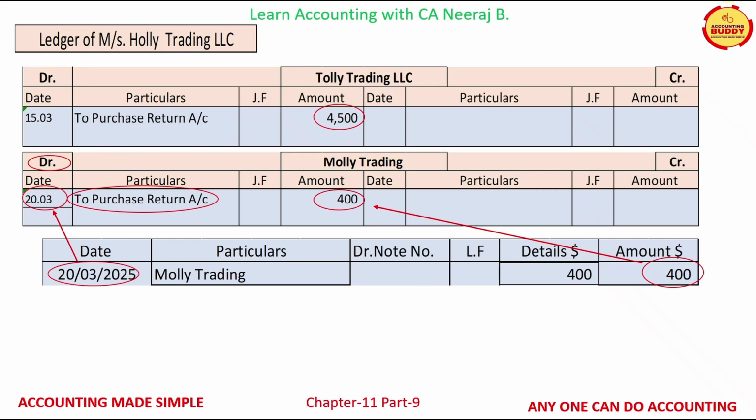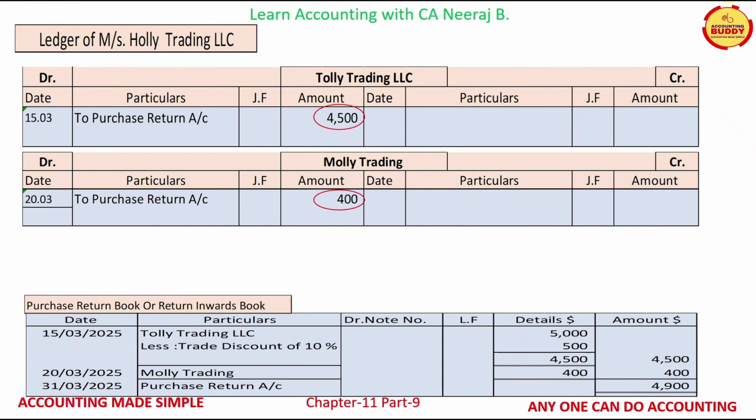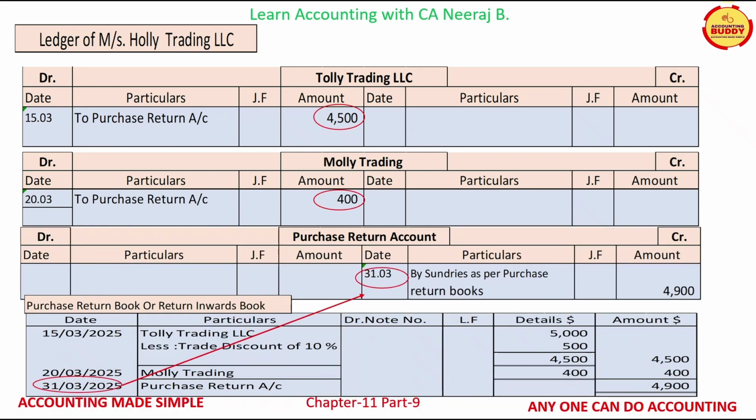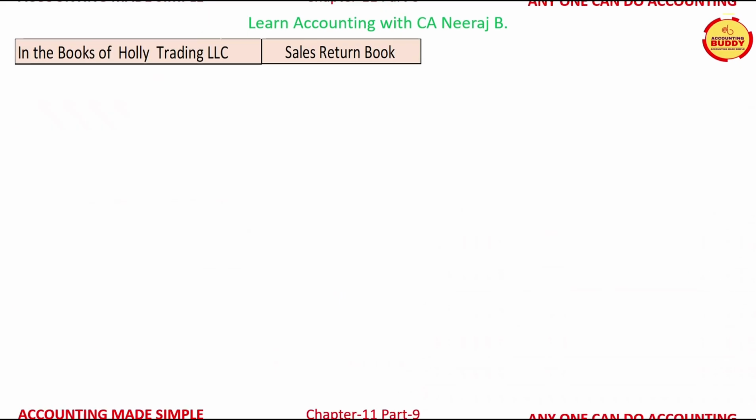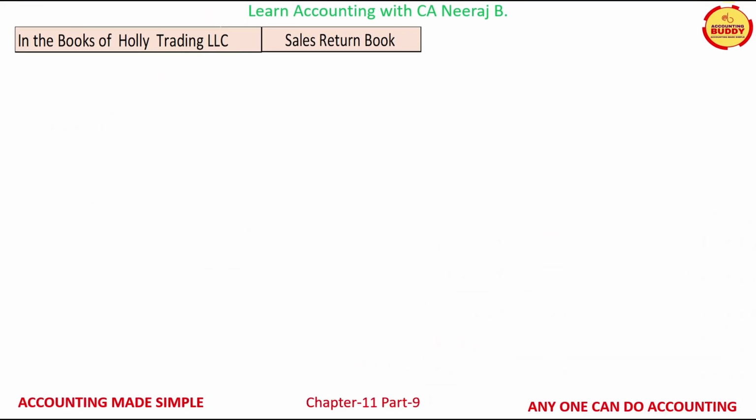Let us see how at the end of the month the total value of purchase return is posted to the purchase return account in the ledger. The total value will be posted to the purchase return account on 31st March 25 on the credit side of the purchase return account for $4,900 by writing the words by sundries as per purchase return book. Let us strengthen our understanding of sales return book with an illustration.